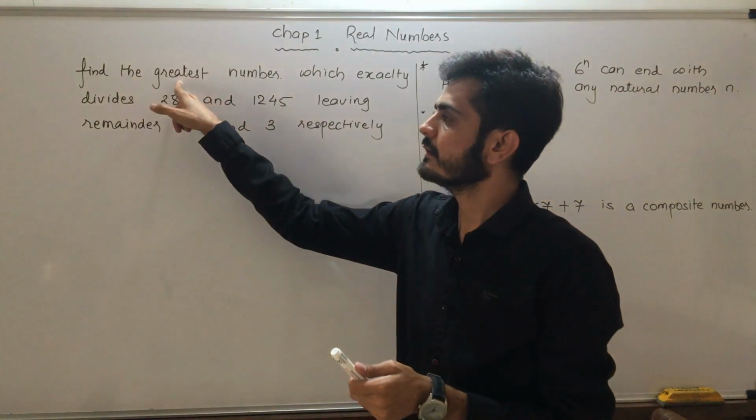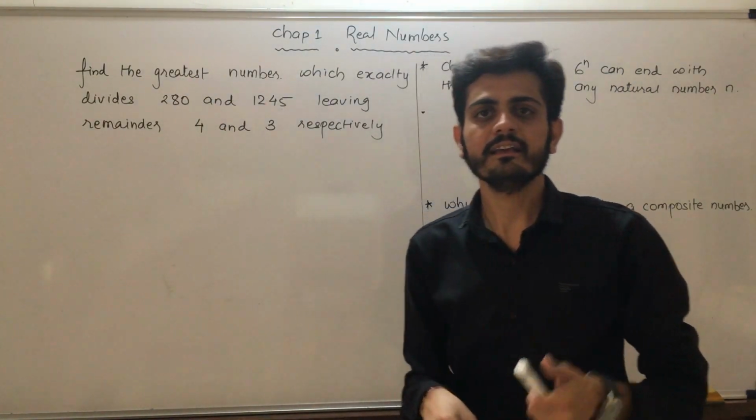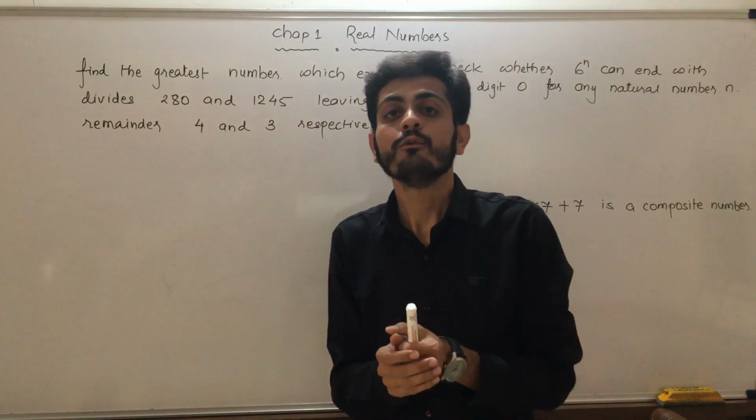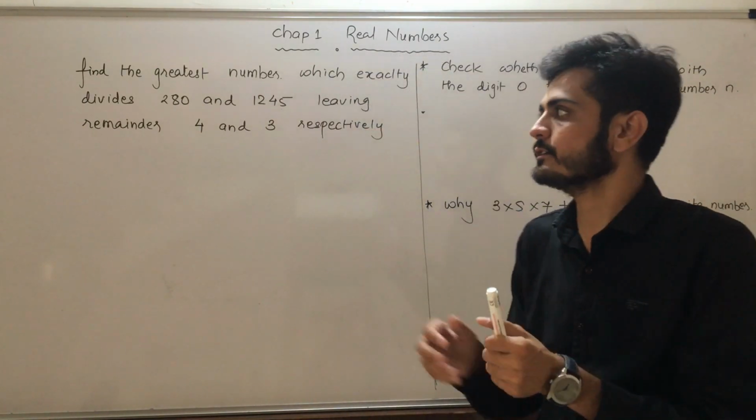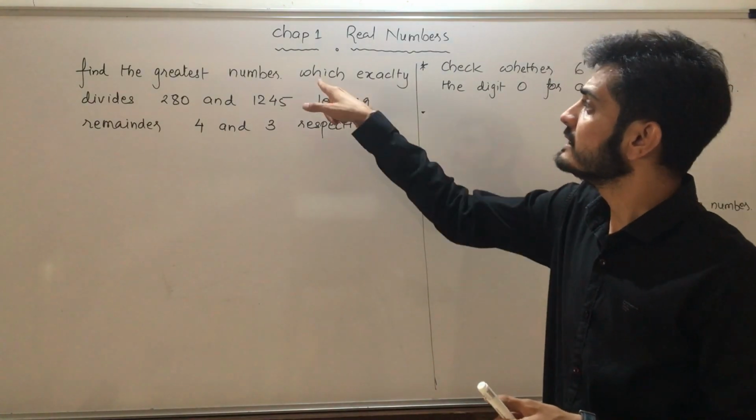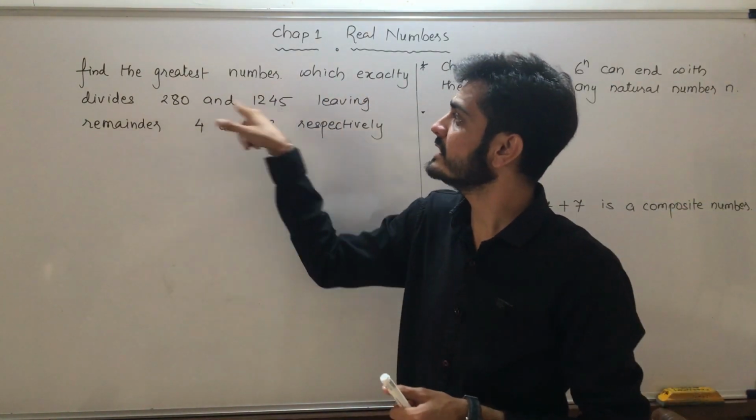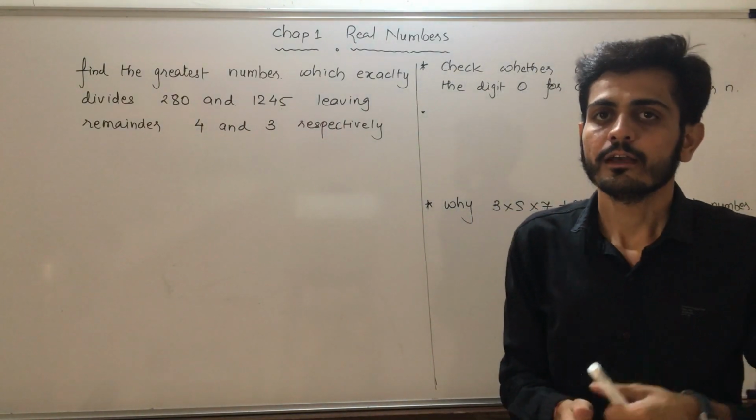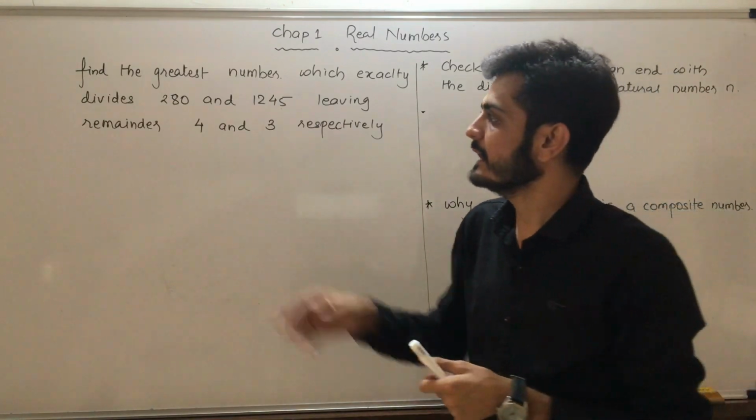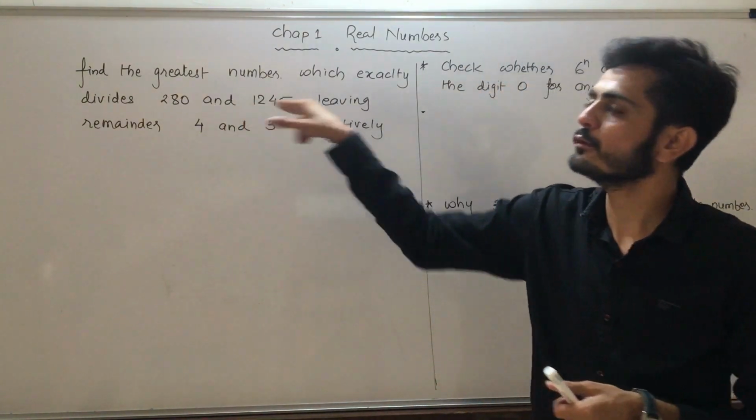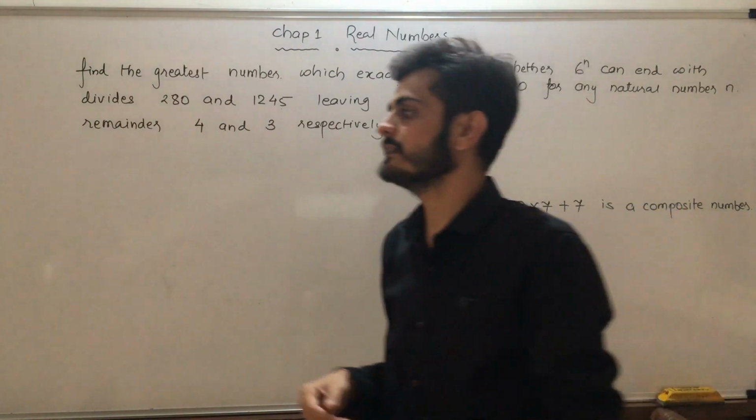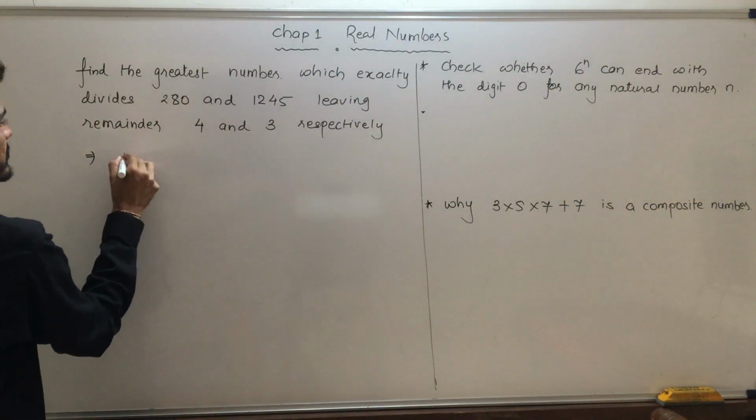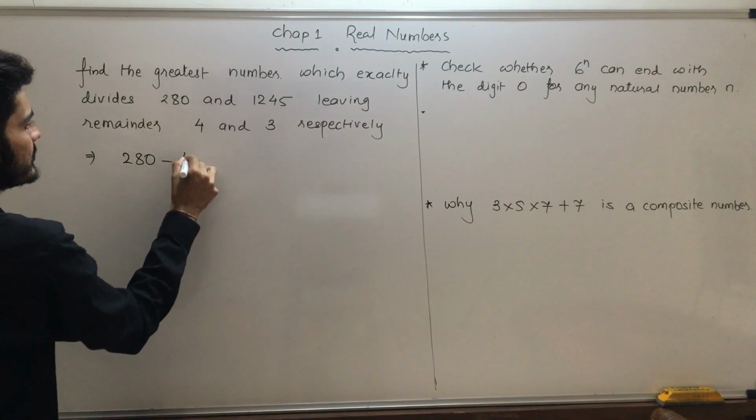Again pick this word, greatest, that is highest common factor. Greatest is similar to the highest. So here also we will find the highest common factor of the given two numbers, but that number which exactly divides 280 and 1245 by leaving the remainder 4 and 3. If we want the exactly divisible number, then we have to remove this remainder from the two numbers, and then we will find the HCF.